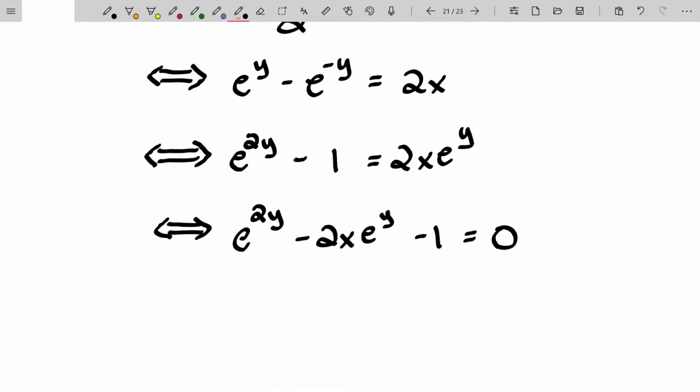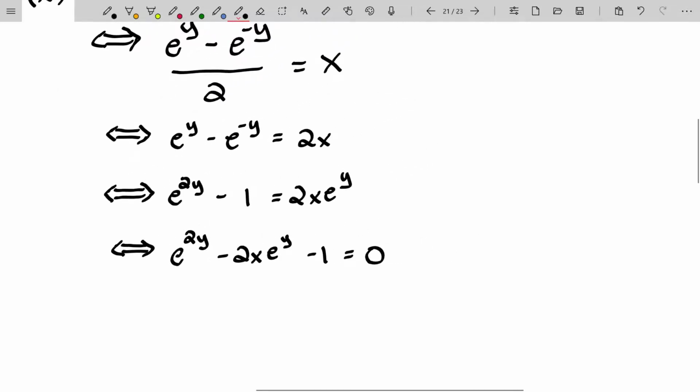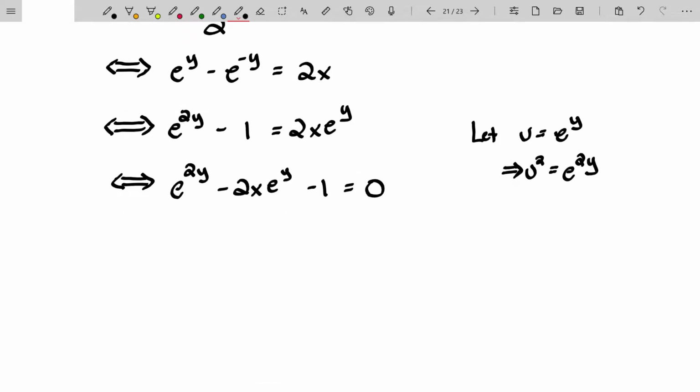Now, I'm going to solve that equation because I want to know what y is, right? So what I'm going to do is let, off to the side, u equal e to the y, which would tell me that u squared is equal to e to the 2y. It's called a u substitution. You're going to get used to those as we move forward in this course. For anybody who's had Calc 1 before, you know that that's a very important move.